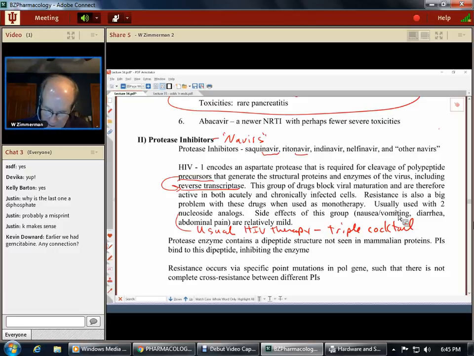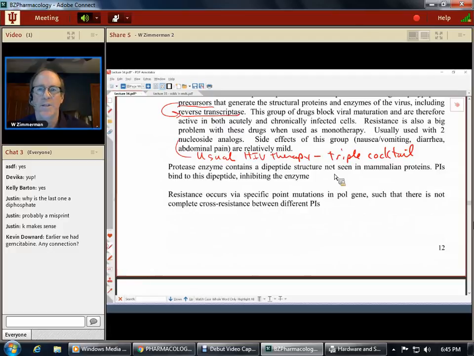Little note on the protease enzyme. The protease enzyme is actually a dipeptide structure, so it's got two amino acid chains. And that's just not seen in humans. So the protease inhibitors bind to that dipeptide, inhibiting the enzyme. Resistance occurs at some point mutations in the pol gene. There's not complete cross resistance between different protease inhibitors, so you may be switching between one protease inhibitor and the other.